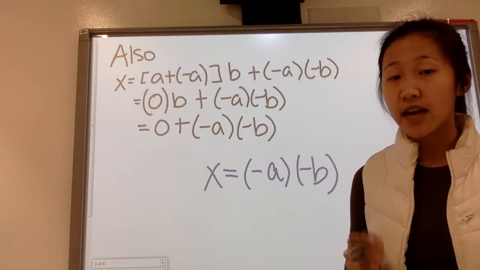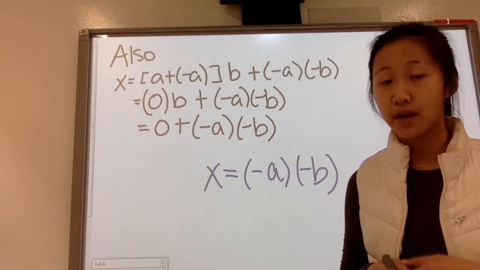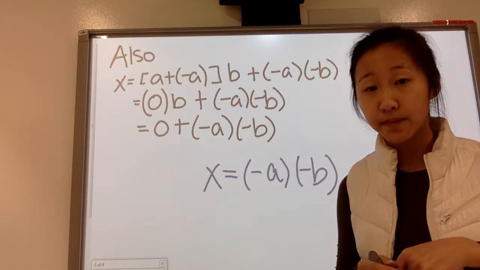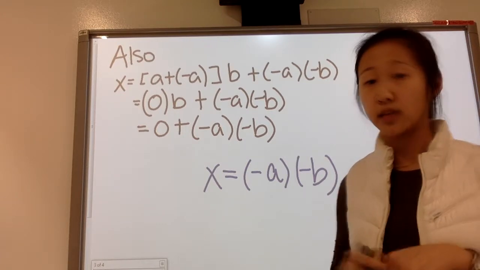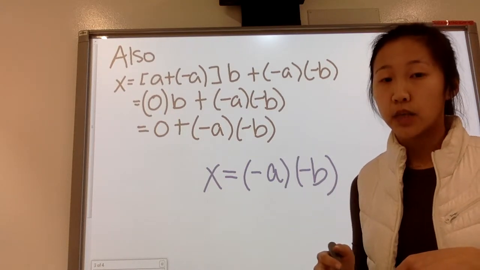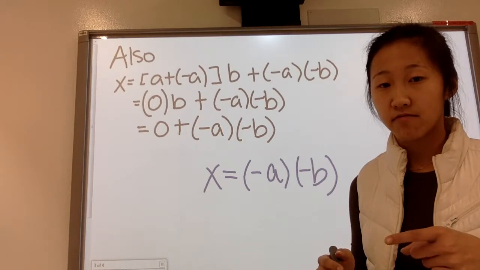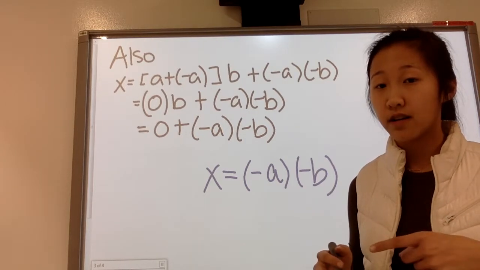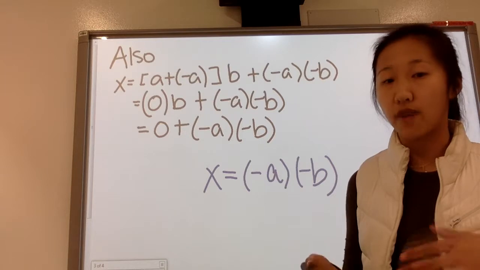So keep in mind we started with the exact same equation, but by factoring out negative a, we received x equals a times b, and by factoring out the b, we received x equals negative a times negative b. So when we factor out the negative a, we receive something different, or so we think, than when we factor out the b.